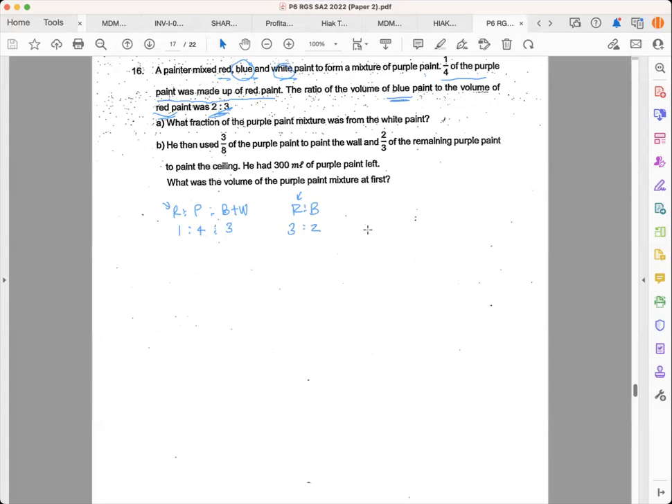the red is the common base. So let's make red the same. Here, the red has a value of 1. Over here has a value of 3. So let's make them all into 3. Multiply by 3, I get 3. Multiply by 3, 12. Multiply by 3, 9.